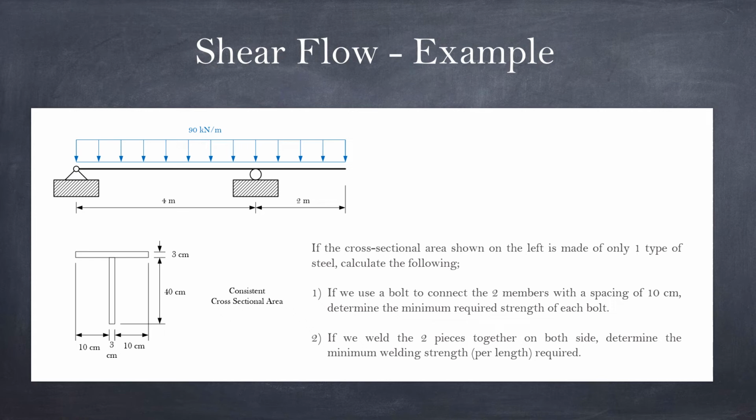The second one is, if we don't use a bolt, then we weld it, right? We weld it on the left hand side and the right hand side of the leg of the T to make it connect. So what is the minimum required strength of that welding? Of course, in this case per length, right? So let's see how we put shear flow in action and calculate all these requirements.